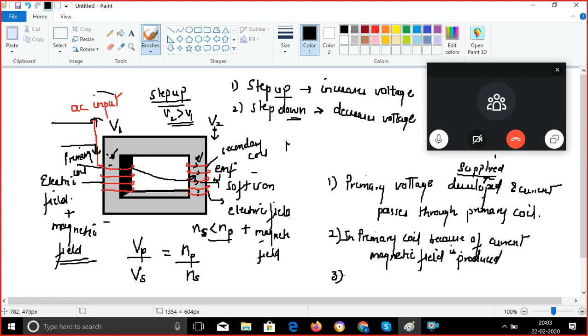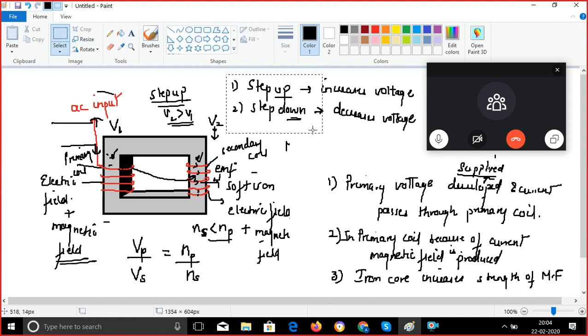Because of this changing magnetic field, this iron core increases the strength of the magnetic field. That's why we use an iron core. So this iron core increases the strength of the magnetic field. MF stands for magnetic field. I'm writing it in its short form.